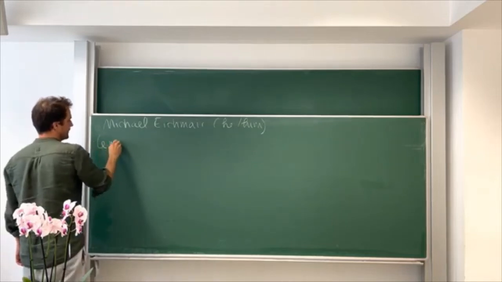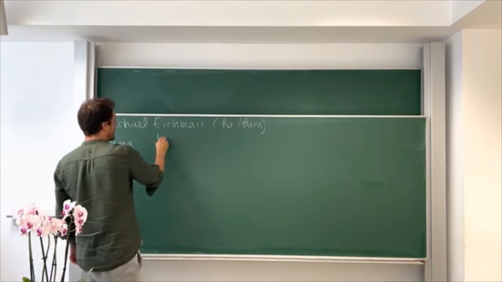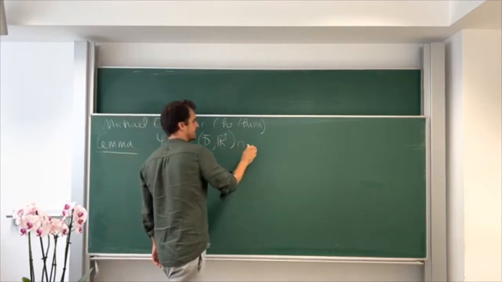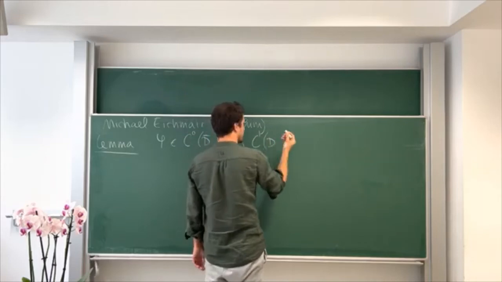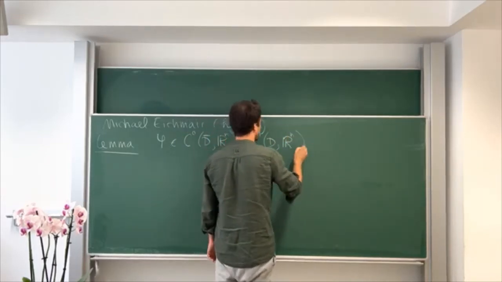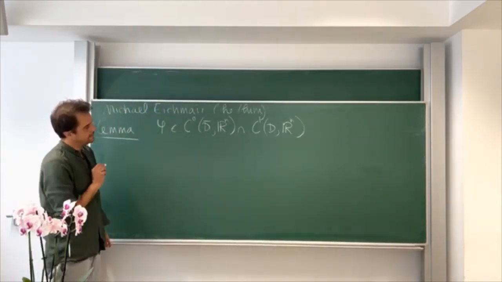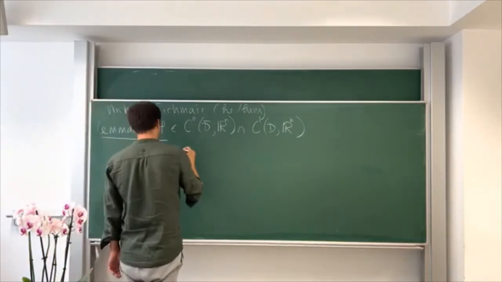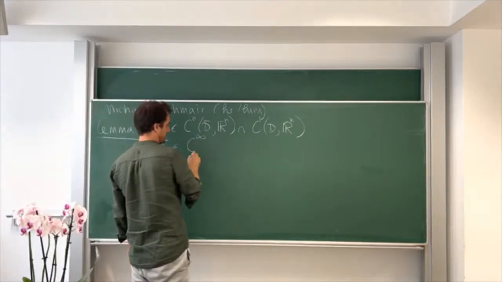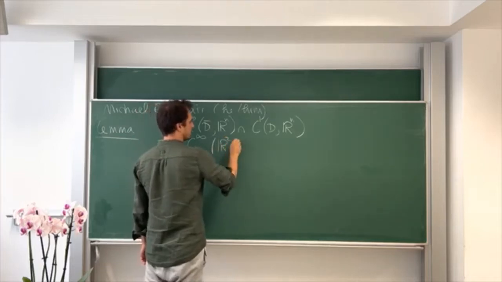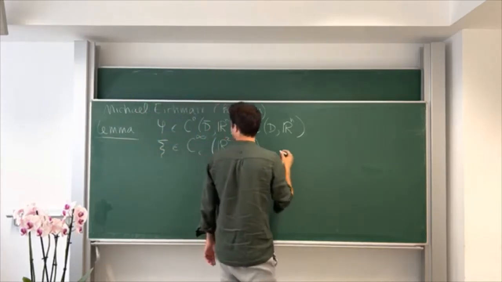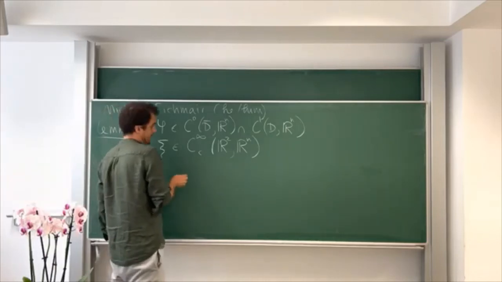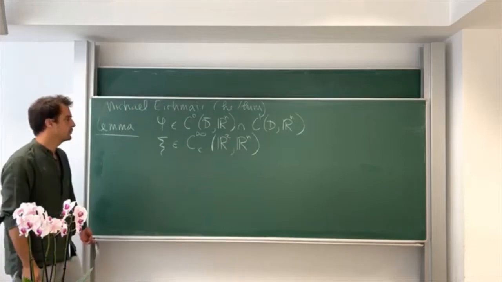Let me put down the lemma. So suppose I have a map phi that is continuous from the closed unit disk to R^n, and C1 on the inside, compute its Jacobian, and assume that I have a map psi that is compactly supported on R2 to R^n. It really doesn't matter so much, but let's just say a smooth map on all of R2 into R^n.